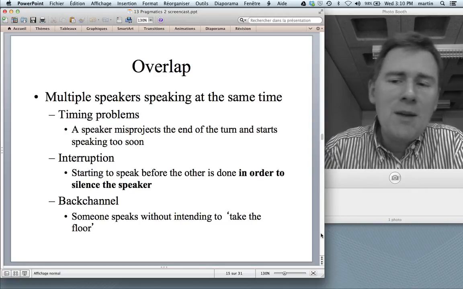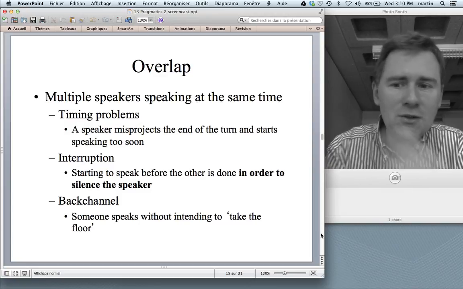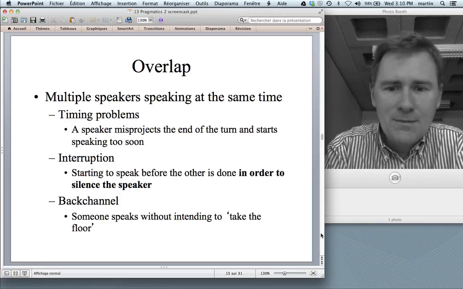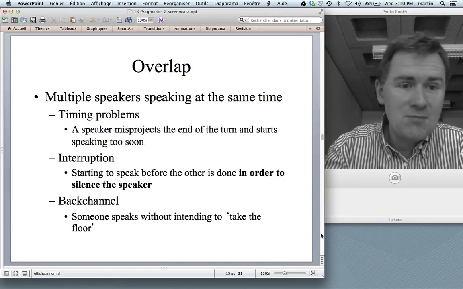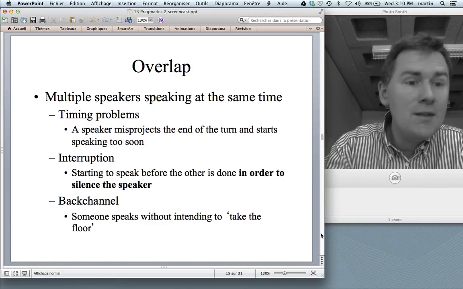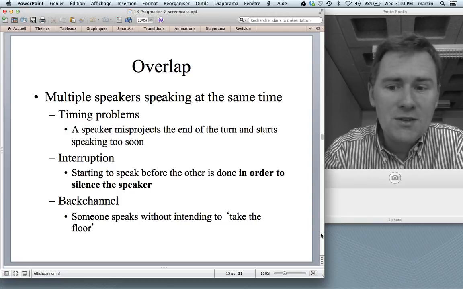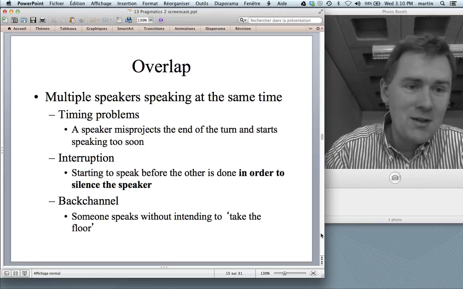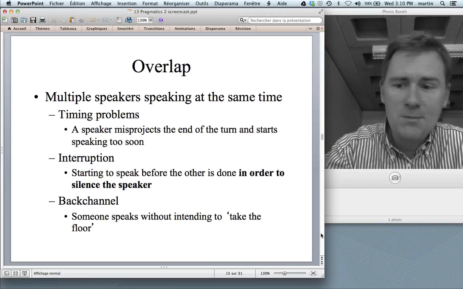First of all, there may be just timing problems, so that a speaker misprojects the end of a turn and starts speaking too soon. Yeah. There could also be interruption. So that's the first is non-deliberate, but the second is deliberate overlap. The speaker is starting to speak before the other is done, in order to silence that other person. Yeah, so in a way, you're insisting on, it's my turn now, now I want to speak.